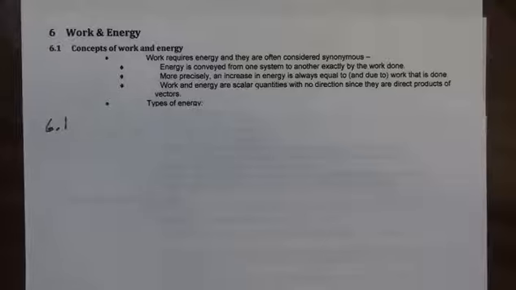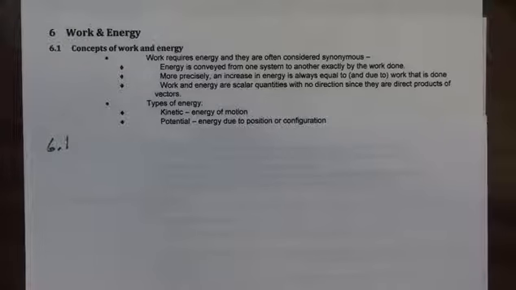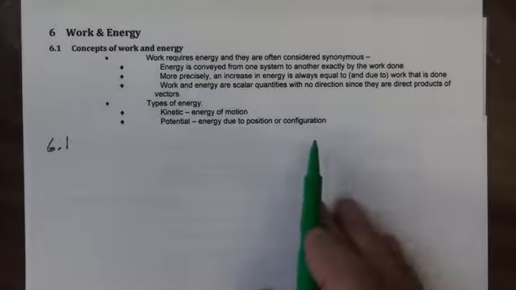Now, what are the different types of energy that we might consider? The first of these is kinetic energy. That's energy of motion. So when your car is going down the road or a football player is running down the field, he has energy by virtue of the fact that it's a mass that's moving with a particular velocity. Another type of energy is potential energy. It's the energy due to position or configuration.